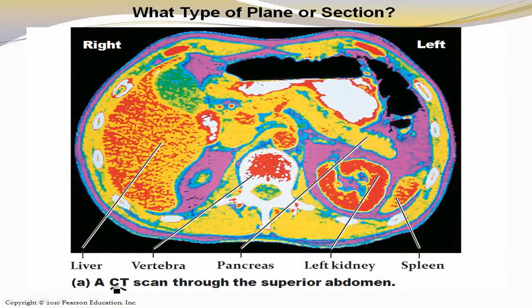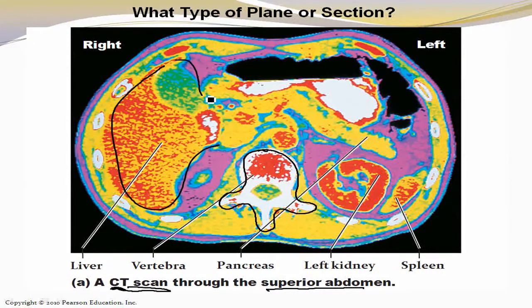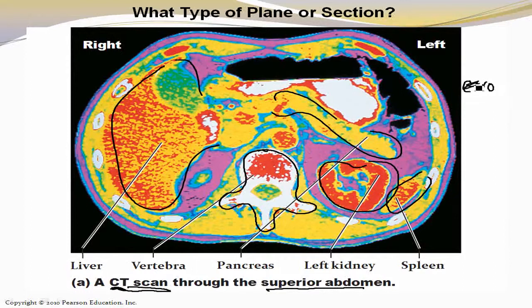So what do you think this one is? We look on here, this is a CT scan through the superior abdomen. Superior abdomen is going to be the upper portion of the abdominal cavity. Based on the shape of this section and how things are oriented, here's a vertebra, a backbone that's been cut through. Here's a portion of the liver, pancreas. Here's a slice through the left kidney. And here's a portion of the spleen. Based on how these things are oriented, we can tell that this is a coronal. I'm sorry, not a coronal, a transverse section.